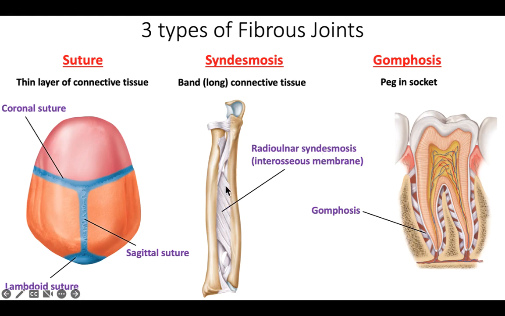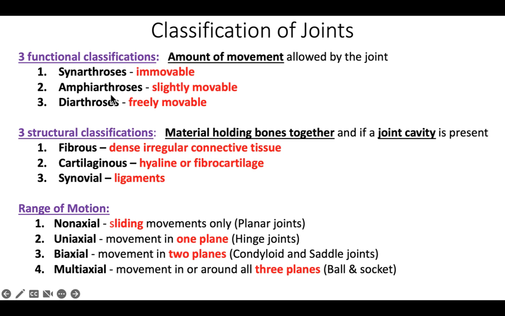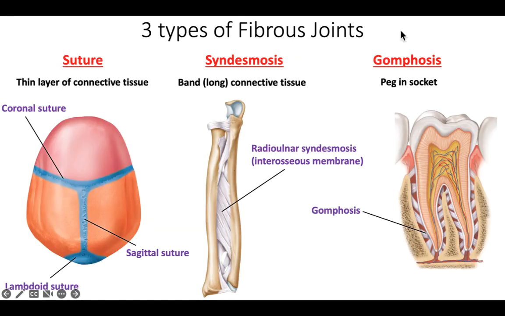So this is called a radioulnar syndesmosis. And these are slightly movable. These bones will kind of turn a little bit. All right, this is not an immovable joint, so we would classify that as amphiarthrotic.